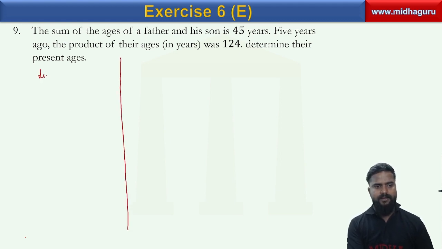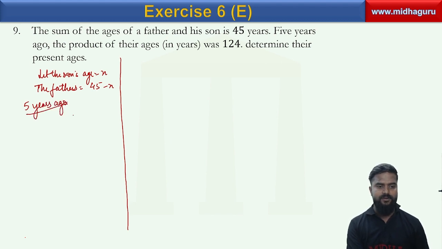So what we will say is, let's take the son's age to be x. So the father's age, since it says the sum of their ages is 45, will be 45 minus x, since adding both of them will give us 45. Now it says 5 years ago. First of all, what will be the son's age 5 years ago? It will be x minus 5. That is the son's age. And the father's age will be 45 minus x minus 5, which will be 40 minus x.